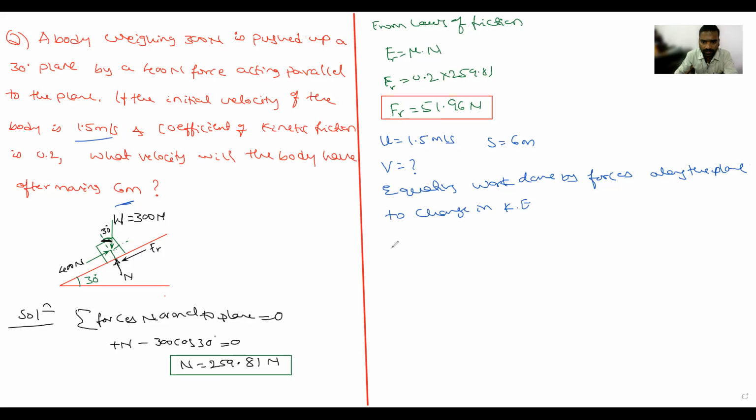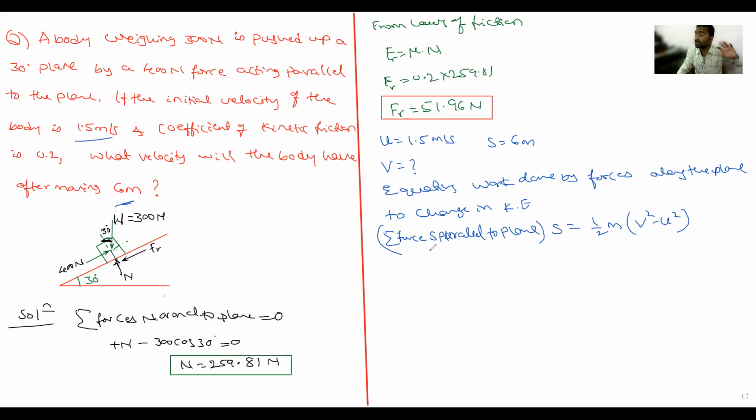Okay, what is the force's kinetic energy? First, what do I have to take? I have to consider all the forces which are moving along the parallel direction. The body is moving along the plane in the upward direction, correct? So I have to consider forces parallel to the plane. That is equal to the summation of forces parallel to the plane into displacement, which is equal to half m (v square minus u square). Is it correct? Yes.